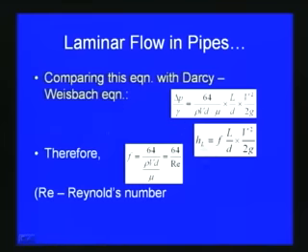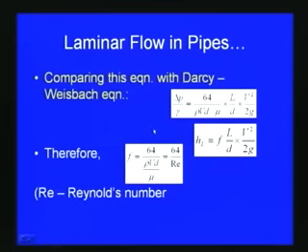So, this Darcy-Weisbach equation is given as f L v squared by 2 g d, where f is the friction coefficient for the pipe, L is the length of the pipe, d is the diameter, v is the average velocity, and g is the acceleration due to gravity. Therefore, we can write the friction coefficient f is equal to 64 divided by rho v d by mu, that is equal to 64 by Re, where Re is the Reynolds number.